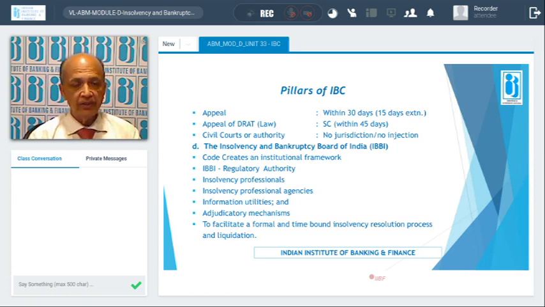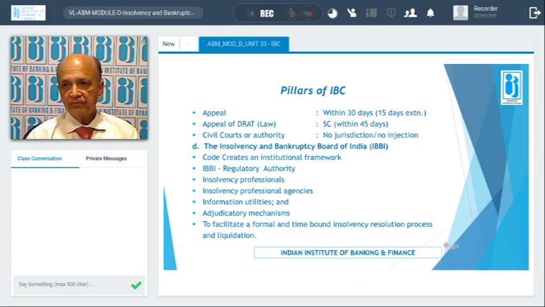And suppose the party is not satisfied with the order passed by the DRAT, in that case there is a provision that they can go to the Supreme Court. There also, it is only in the case of law. No other issues can be taken up before the Supreme Court; it will not entertain them. Any dispute relating to law can be taken care of by the Supreme Court. That is the last resort.